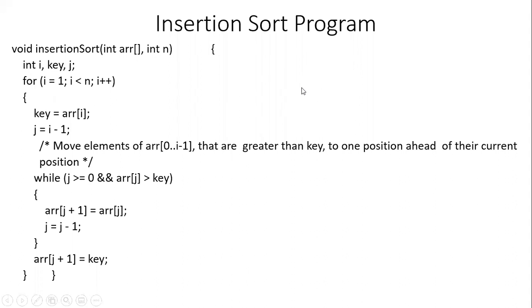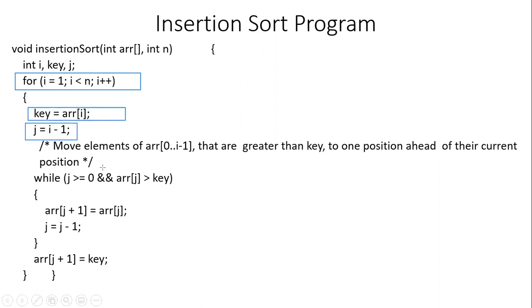So let's have a look at the program for the insertion algorithm. Just like all the other algorithms, it will also be divided into those 5 steps only. So the total number of steps it will take is 1 less than n. So starting from 1, it will go up to n minus 1. So key is equal to the first element. So we have saved the first element, and j is equal to i minus 1.